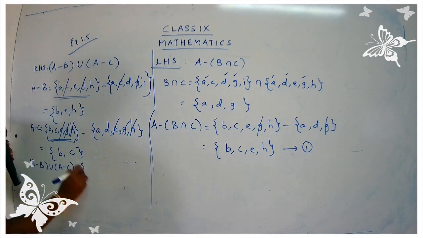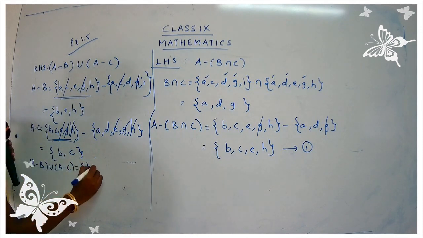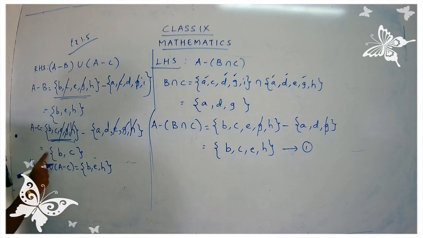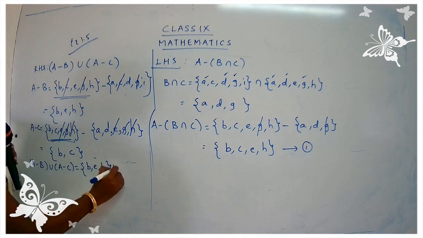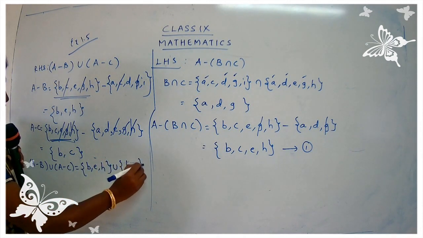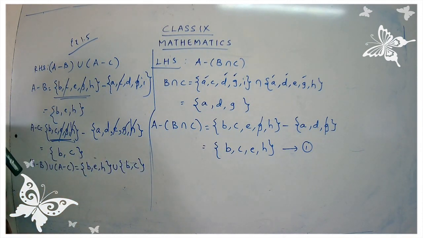What is A minus B? It's B, E, H. What is A minus C? B, C. Union. What do you mean by union? You are going to combine. You are going to bring everything, but just keep one thing in your mind. You are not going to repeat the element. Do not repeat the same element.